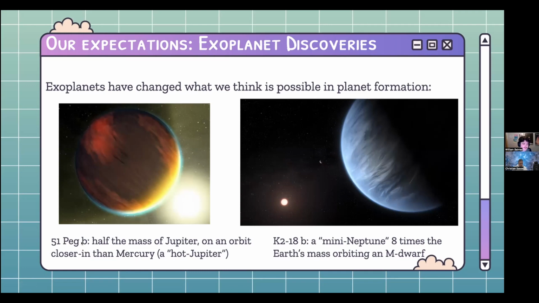The first planet that we ever discovered, 51 Pegasi b, was a planet about half the mass of Jupiter, but it orbited its star super, super close in. So even closer in than Mercury orbits the sun. So we call these hot Jupiters, and they're very tricky to explain with a generalized theory of solar system formation. There are also these objects called mini Neptunes, which are planets discovered during the Kepler mission. And these are halfway in between sort of the mass of the Earth and the mass of Neptune, right?